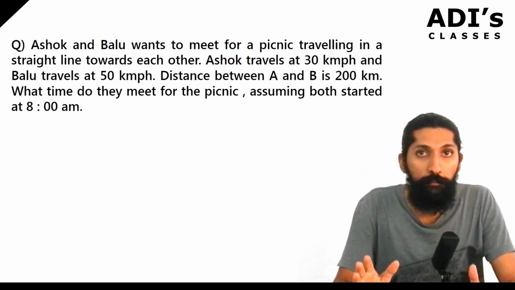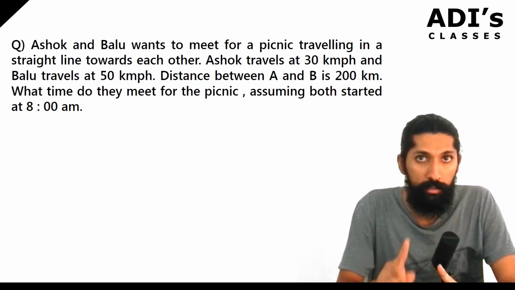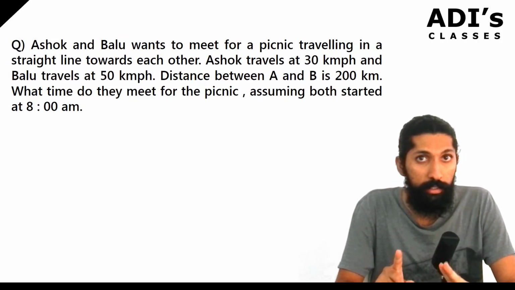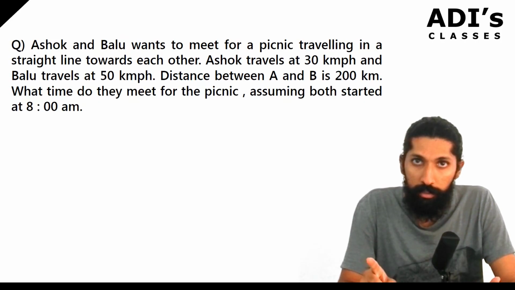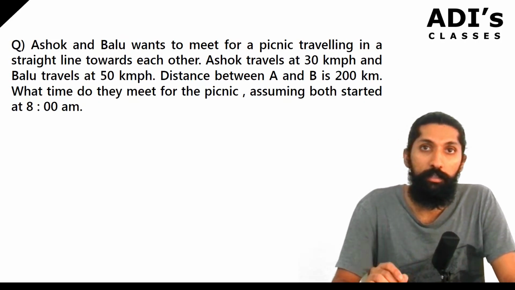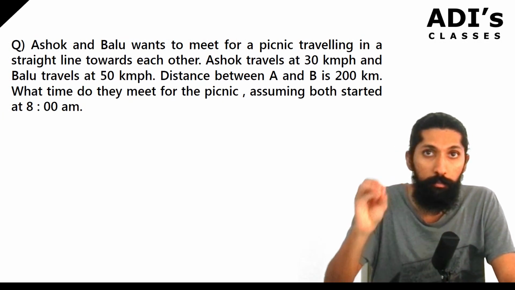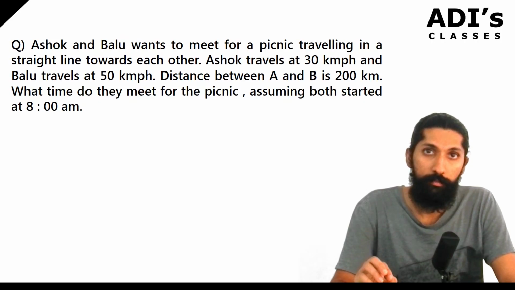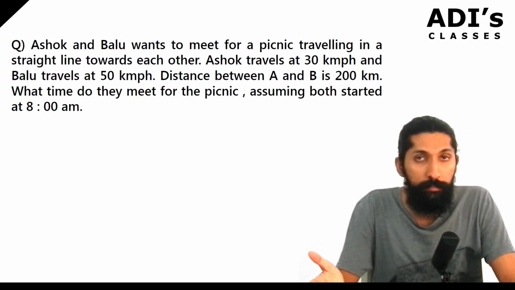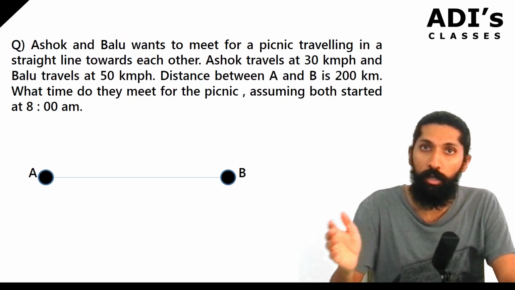Now let me emphasize what is important here. Speeds are important. Ashok is moving at 30, Balu is moving at 50. Another important parameter is the distance between them, which is 200. The most important parameter is the direction. Both of them are moving in the opposite direction, so they are going to meet at a particular point. If they are moving in the opposite direction, recall, you're going to add the speeds, correct? You're not going to subtract. So let's try to solve this and figure out how we can go about it.